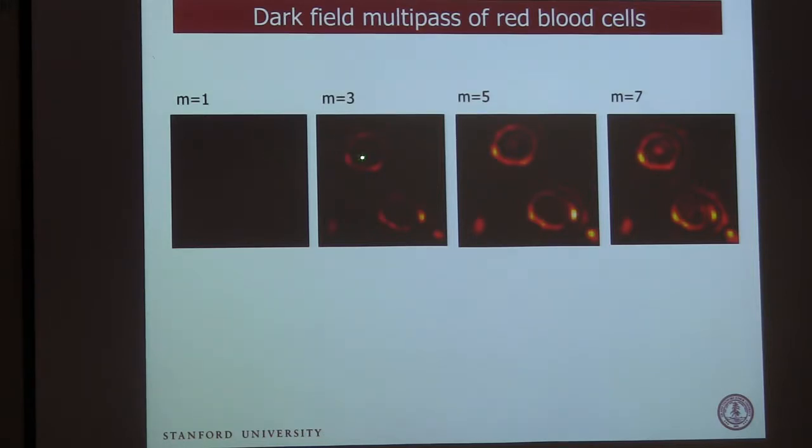But if you were to instead make the phase contrast higher, then at 3 passes you're already resolving the boundary of the cell, and at 5 you see that there's a little extra border in the middle, and 7 is kind of what I showed you previously. So this is just to show that this is actually useful for cells also.